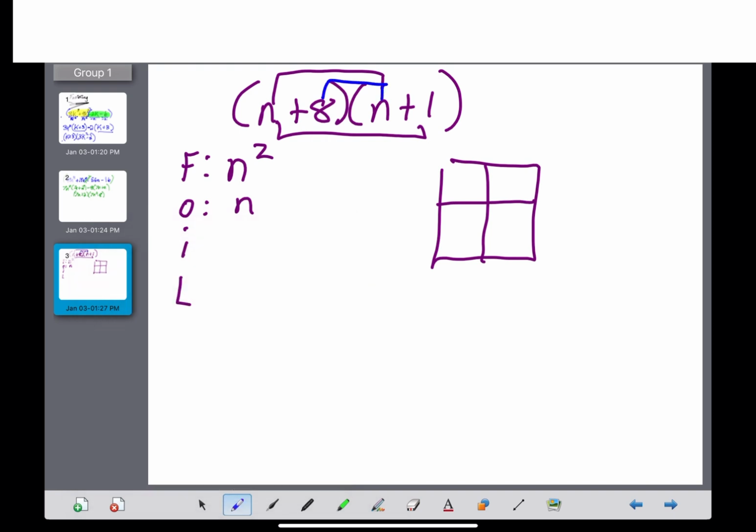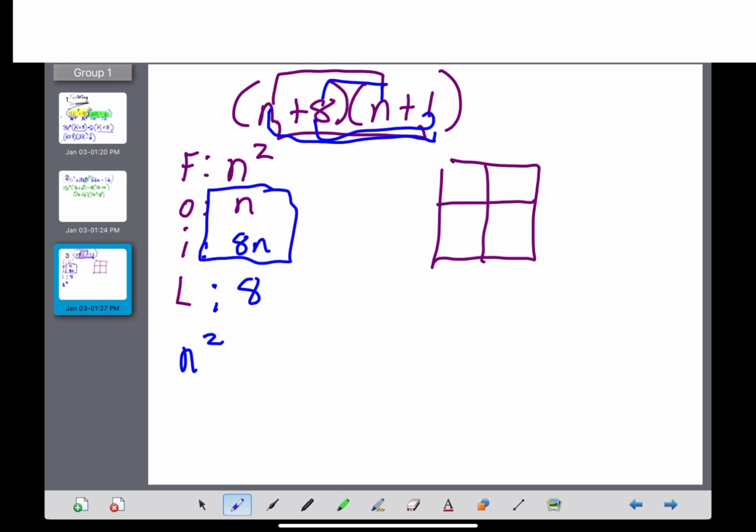Inside was 8 times n, or 8n. And the L stood for last. 8 times 1 is 8. Then we combined like terms. So we had n squared. The outside and the inside, generally you could combine them. So that would be plus 9n. And then plus 8. And that was our solution if we multiplied them.